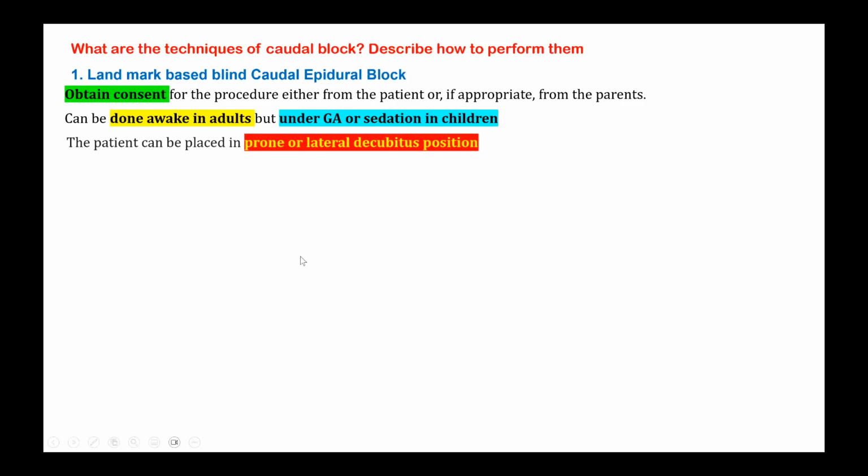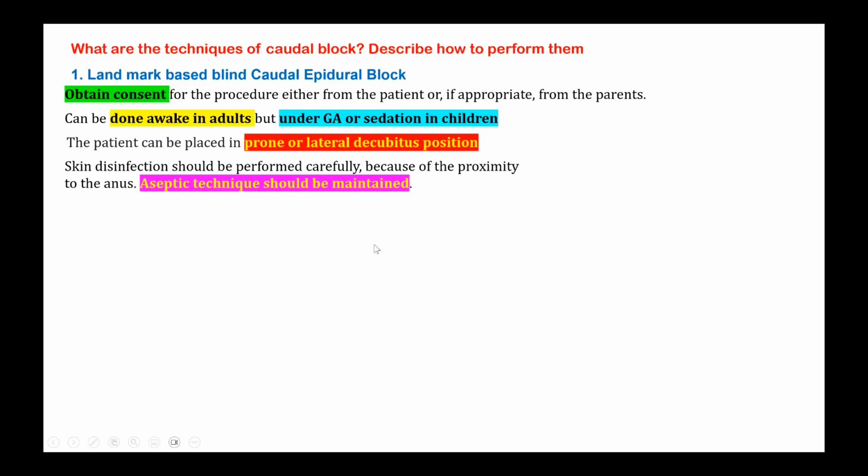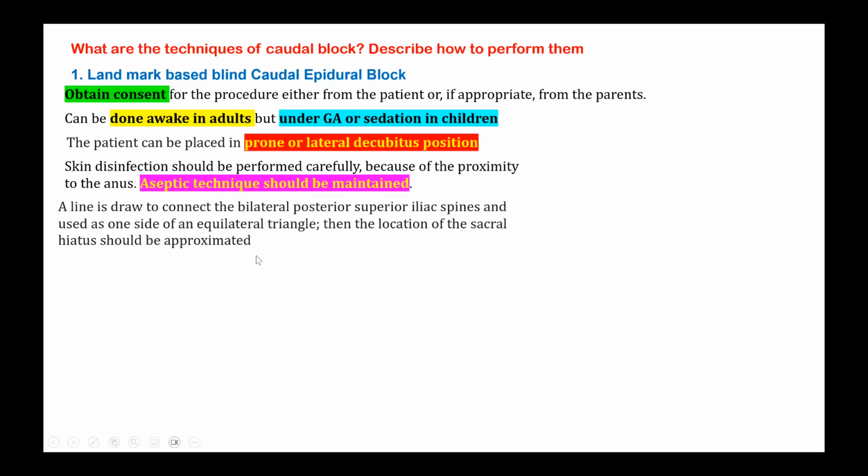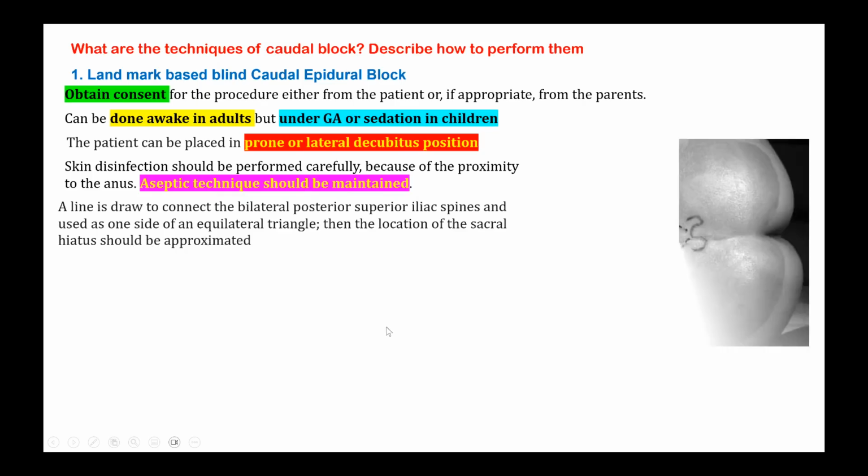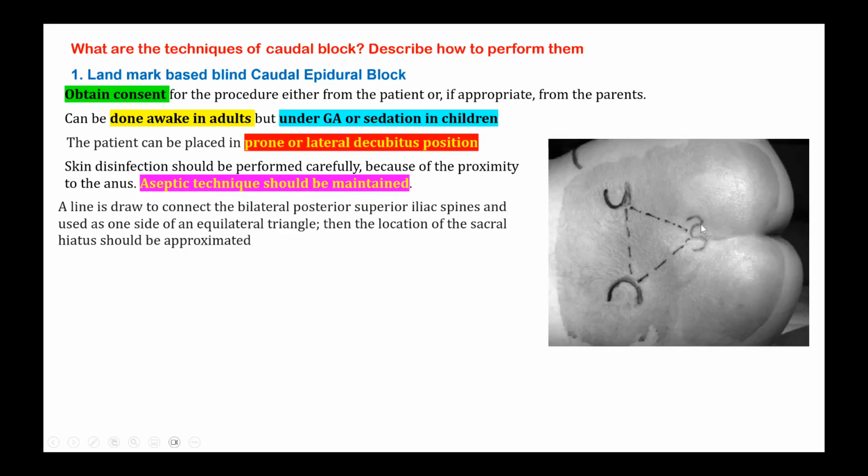In older children, after application of EMLA cream in that particular location and proper counseling, they may cooperate and you can do it in a 7 or 8-year-old child. You can usually do it with the cooperation of the child. And the position is either prone or lateral decubitus. A very aseptic technique is important, and the caudal space and sacral hiatus are identified by these landmarks.